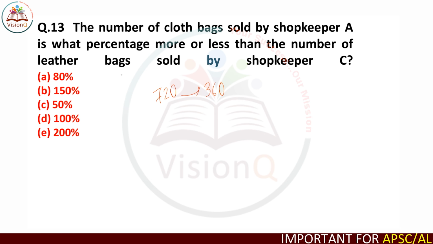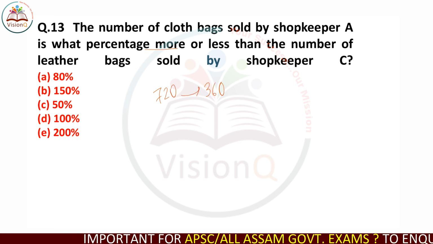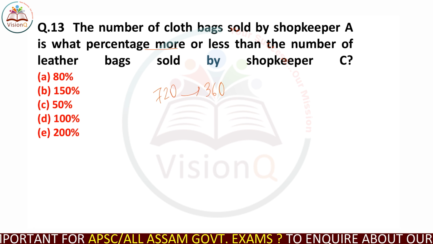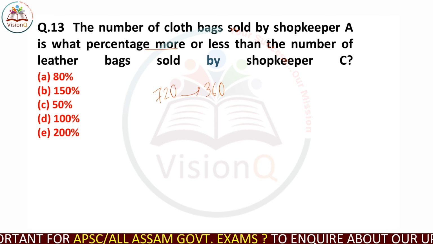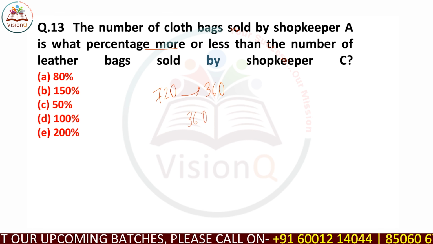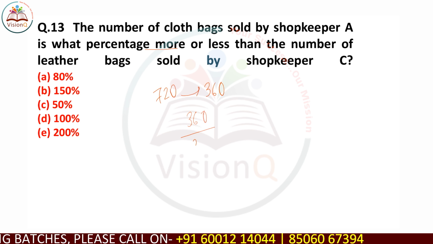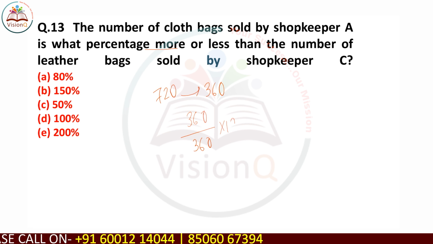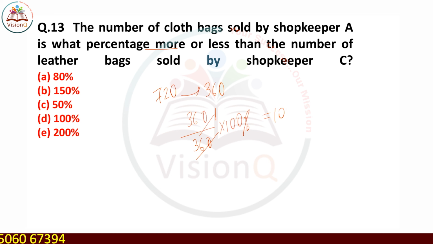To find what percentage more, you always need to find how much more. So 720 is how much more than 360? Subtract these two numbers, and it gives 360. So 360 is the base, into 100%. So it becomes 1 and the answer will be 100%. Option number D.